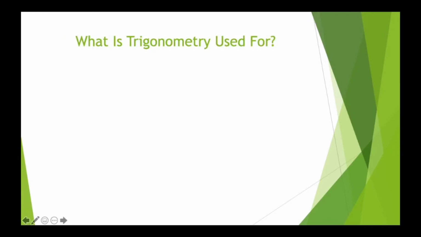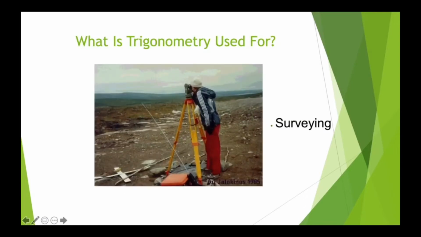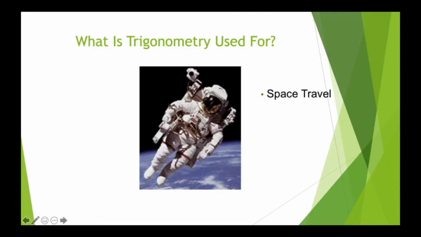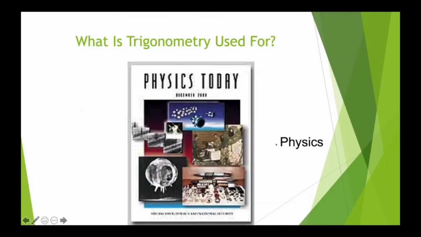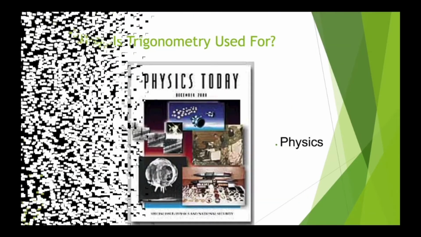Trigonometry has many uses. We can use this for building. We can use it for surveying, building roads or finding surveys of where you want to build buildings and so forth. We can use it in space travel. We can use it in navigation, which doesn't just limit itself to submarines and boats, but that could be navigation as in like the global positioning satellites or GPS. It also can be used in physics, which covers a wide range of topics.